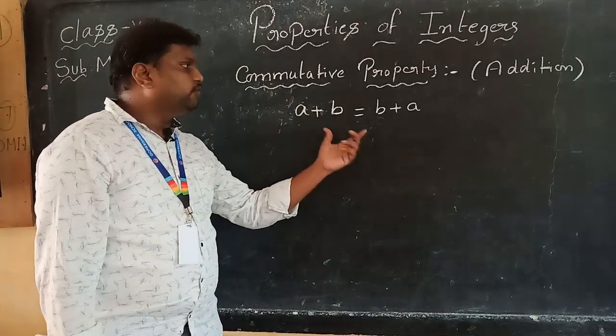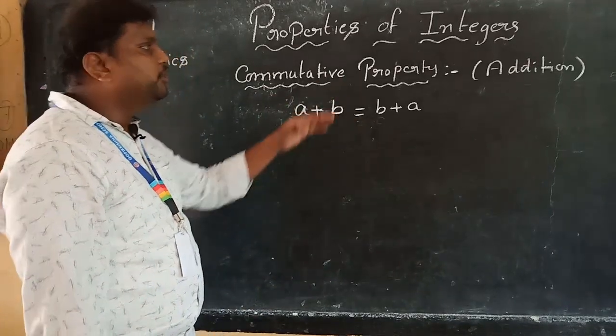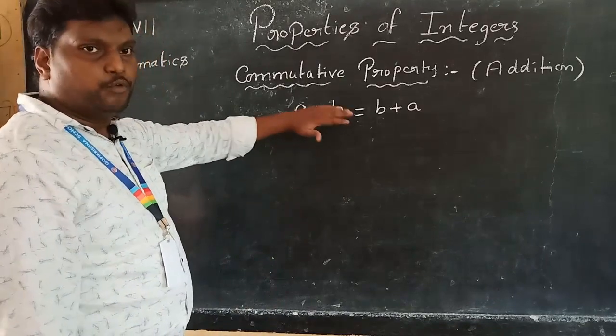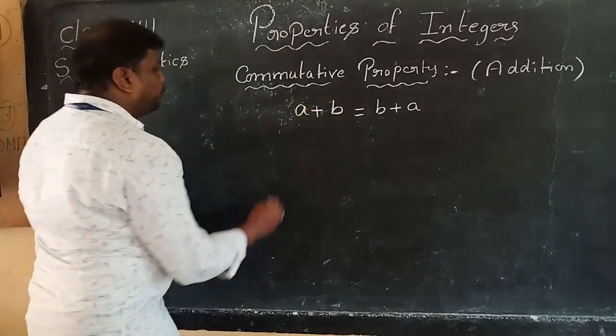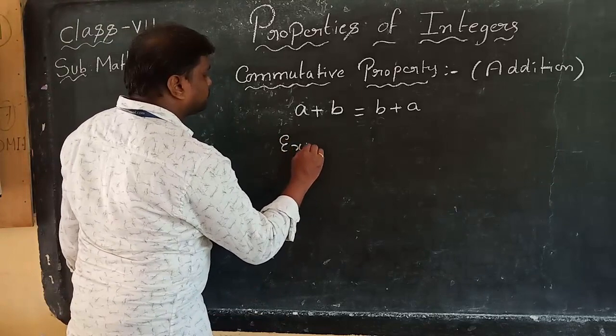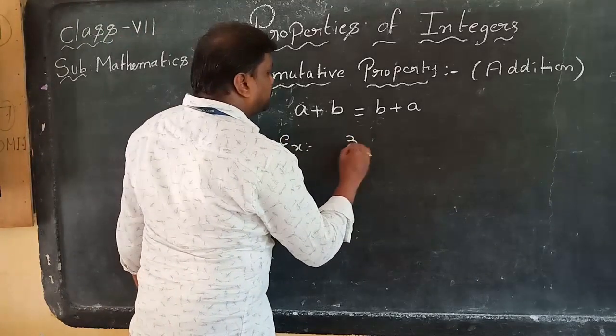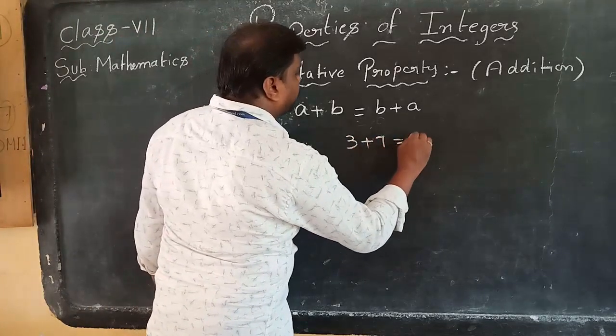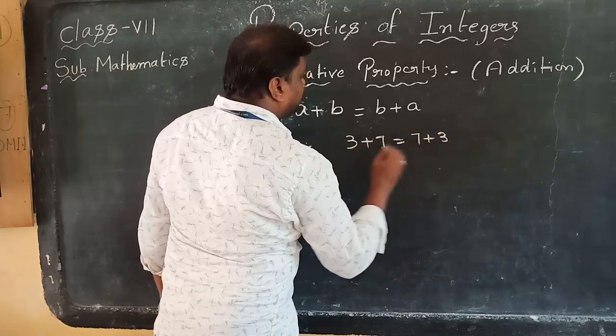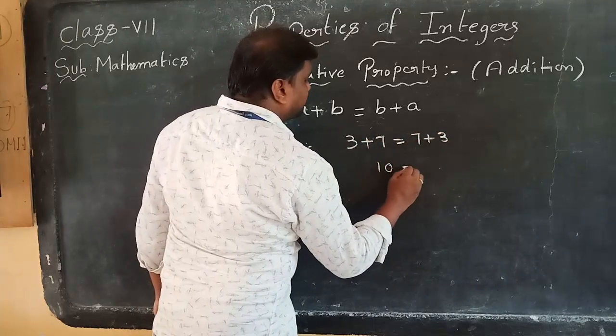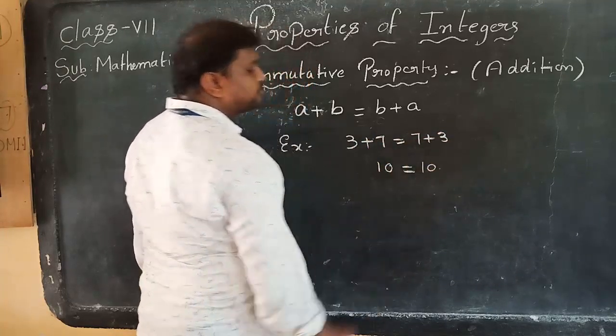According to the commutative property, we can write like this. For example, 3 plus 7 is equal to 7 plus 3. 3 plus 7 is equal to 10. 7 plus 3 is also 10.